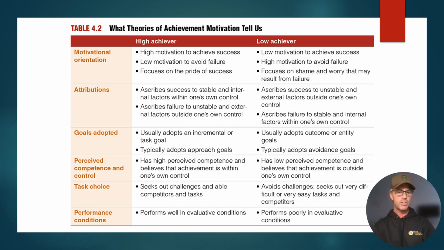All right, now table 4.2, I'm going to let you pause this for a moment, but I really want you to pay attention to what the high achiever versus low achiever behavior look like for their motivational orientation, attributions, goals adopted, their perceived competence and control, their task choice, and their performance conditions. So again, take a minute and pause, and these correlations to the high and low achiever behavior will be something you will be tested on. And please, by all means, send me an email if you don't quite understand what it's getting at, because I understand that this can be a little bit complex, but if I try to describe it more than what is written here, I think sometimes that gets more confusing. So just think about each of these categories and how a high and low achiever differ within their behavior.